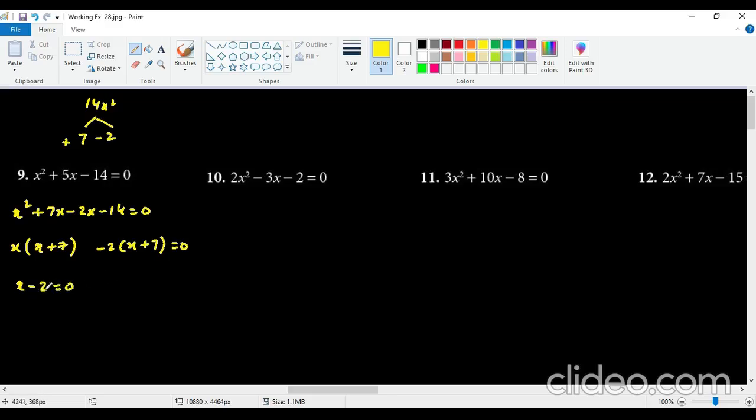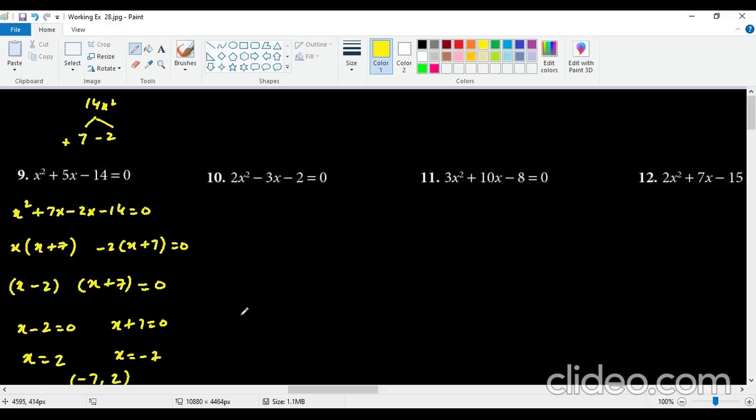First I write the factors, x minus 2 in the first bracket and x plus 7 in another bracket equals 0, and x minus 2 equals 0 and x plus 7 also equals 0. So x is equal to 2 and x is equal to negative 7. So negative 7 and positive 2 are going to be the two answers for question number 9.